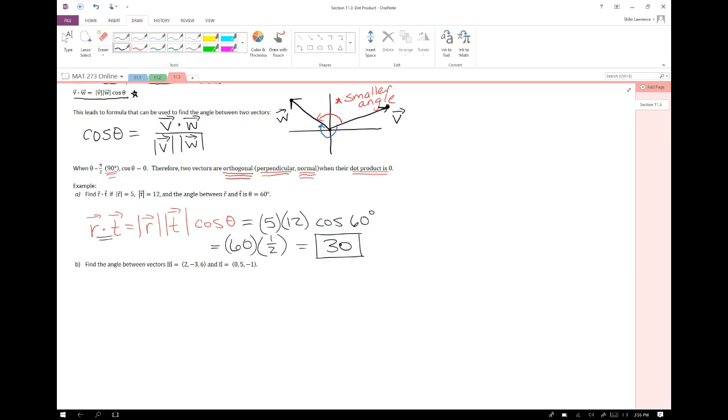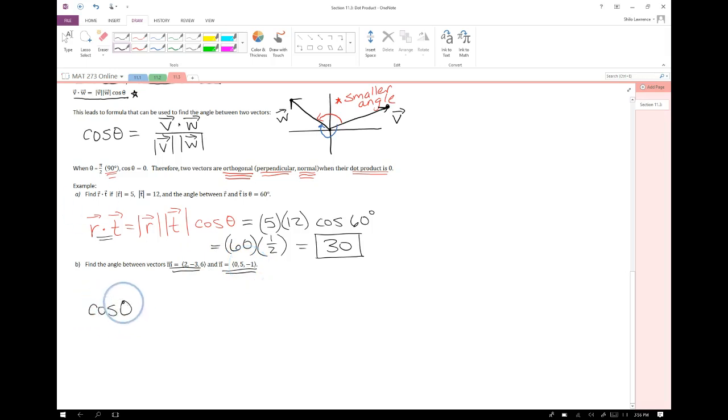One more example really quick. We want to find the angle between vectors m, which has components 2, -3, 6. So this is a 3-dimensional vector, and vector n, which has components 0, 5, -1. So remember earlier when we said if you have 3-dimensional vectors, you just follow the same pattern for that third component.